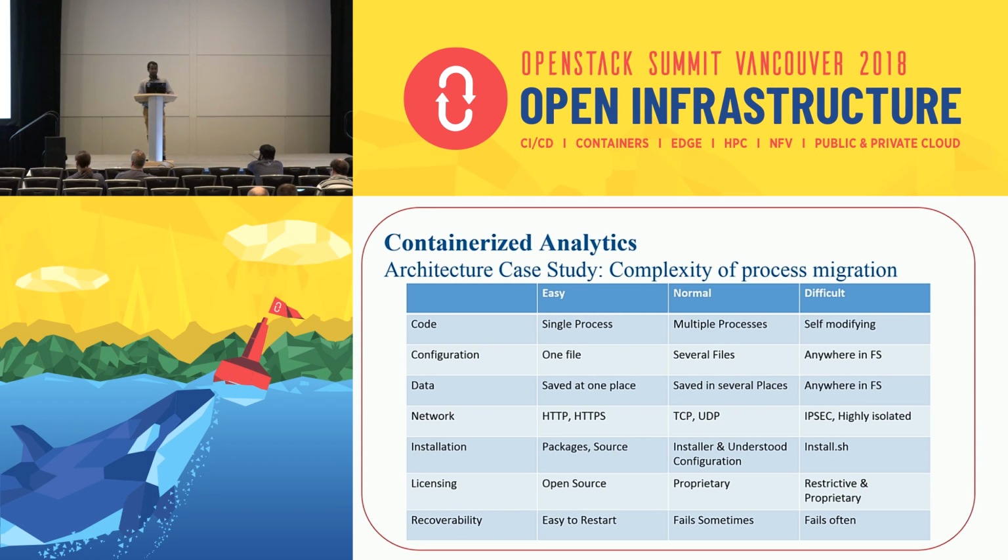Recoverability: some applications are easy to recover, like we migrate and we can easily start that application. That would be much easier. And some of your applications might fail very frequently. In that case, the migration would be quite difficult. You have to consider rollback functionality to support this.